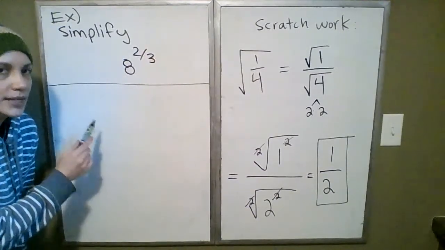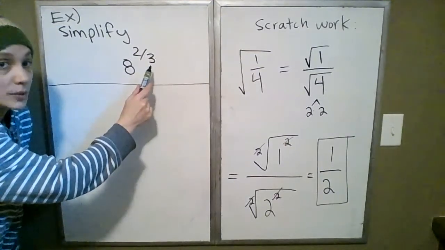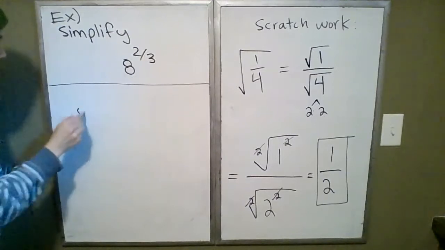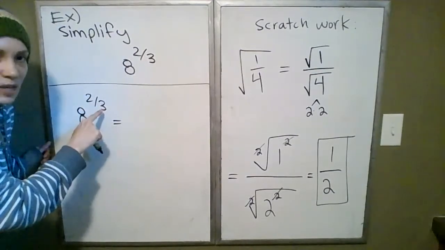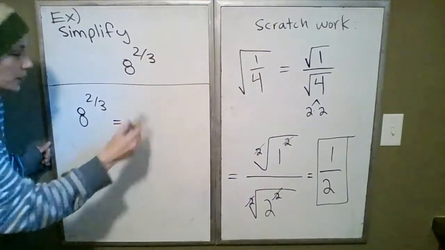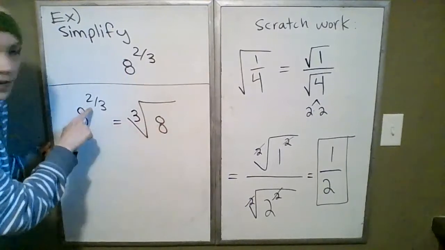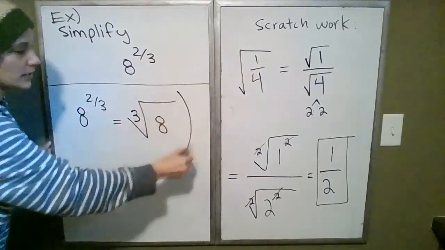So I'm going to write that power as a cubed root of 8, and then outside we're going to square it. So the number in the denominator we use as the root. And that exponent can be under there or outside. We're going to put it outside.